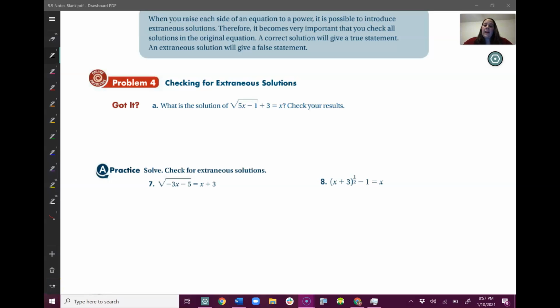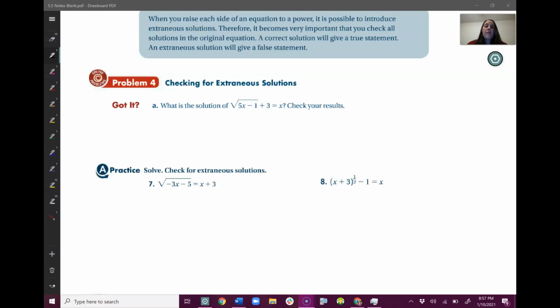Okay, let's talk about solving the most difficult kind of radical or root equation. And the hardest kind is when you have variables on both sides. Anytime you have variables on both sides, you're going to end up with a quadratic that you're going to need to factor. So let's go through this first example and I'll show you what I mean by that.